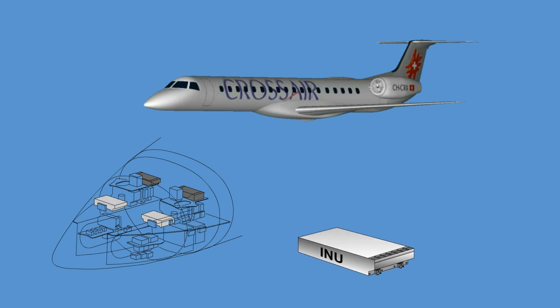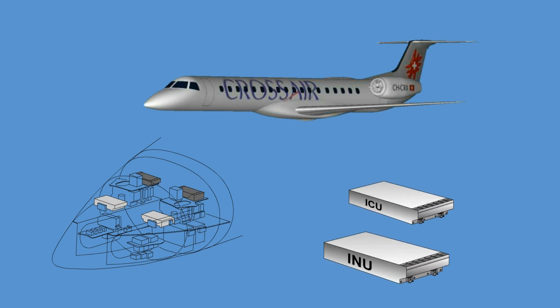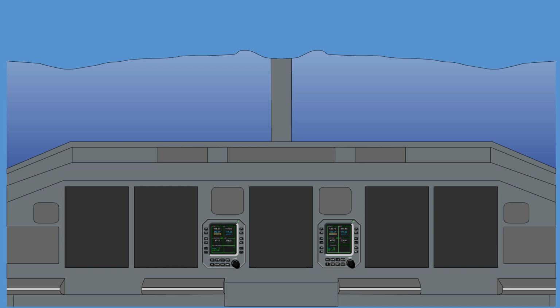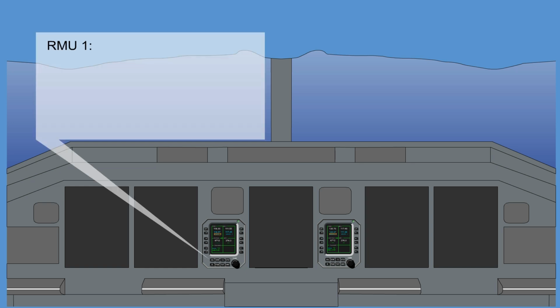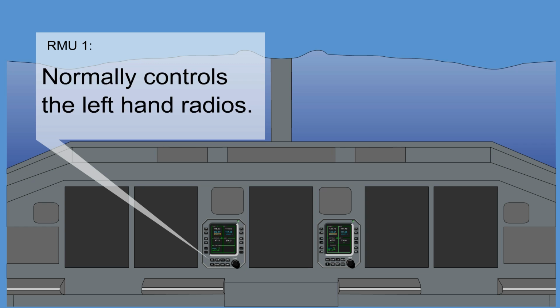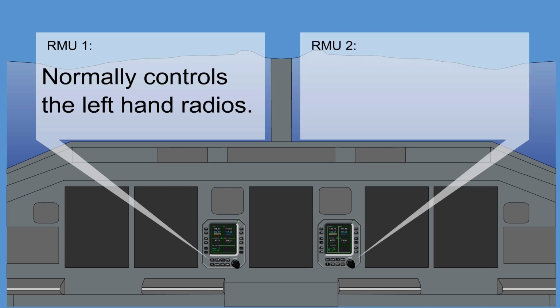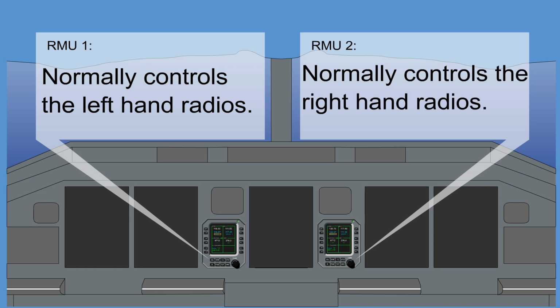The integrated navigation and communication units are complete, self-contained COM-NAV systems. Internally, these units have COM-NAV modules, responsible for communication and navigation tuning and operating mode selection. For radio system tuning, 2 radio management units, RMU, are installed in the cockpit. RMU-1 normally controls the left-hand radios, and RMU-2 the right-hand radios.